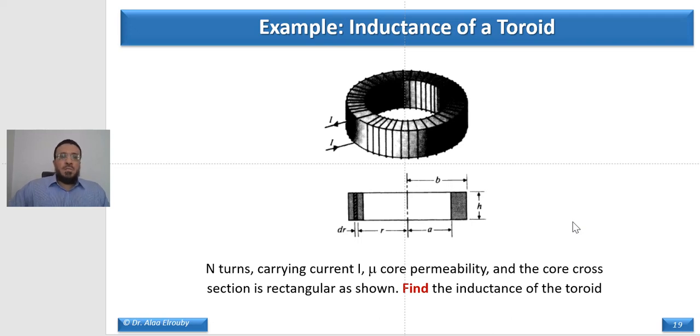So now let us study the inductance of a toroid. The toroid does have a cross section of the core. So if we cut through this toroid, the cross section will be rectangular with height equal h and width equal b minus a.